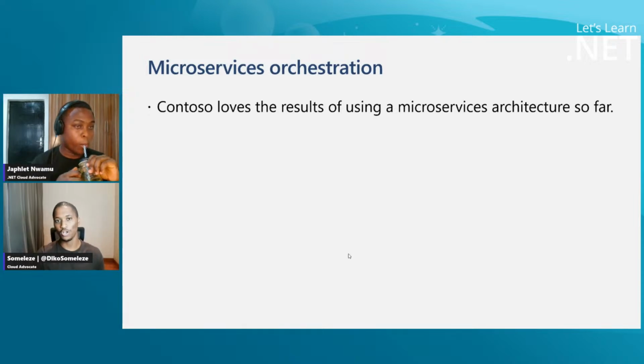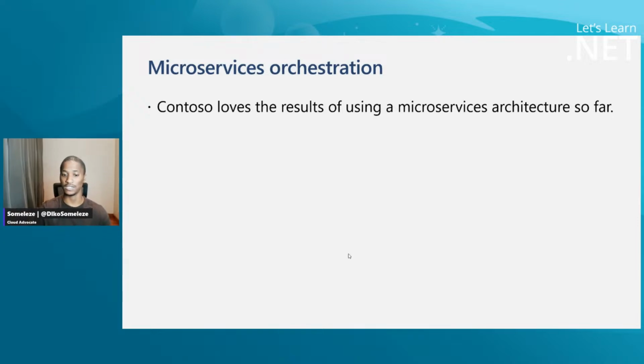So take Contoso for an example. Our example that we're actually using is that they love the results of using a microservices architecture so far. The overall web application calls individual microservices to provide and manipulate data. But as more services are needed in this case, the overall system becomes more complex to scale out and manage. So orchestrators can help out in their specific scenario, specific solution. But how does that really work?